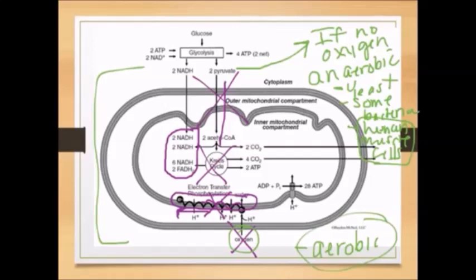When we look at some of these different cells, there are a few different processes in aerobic respiration, and I'd like to talk about two of them.